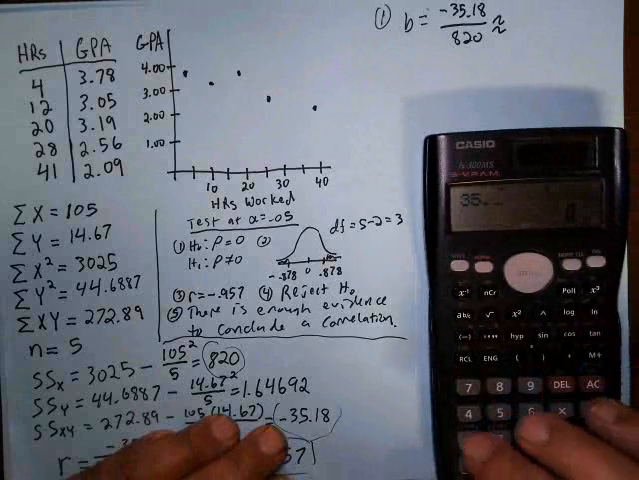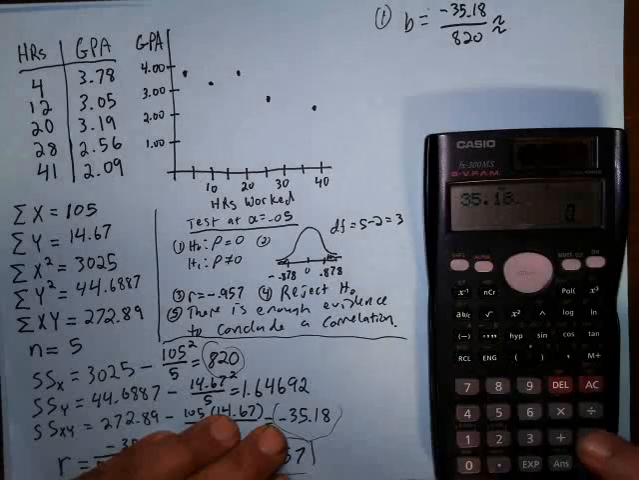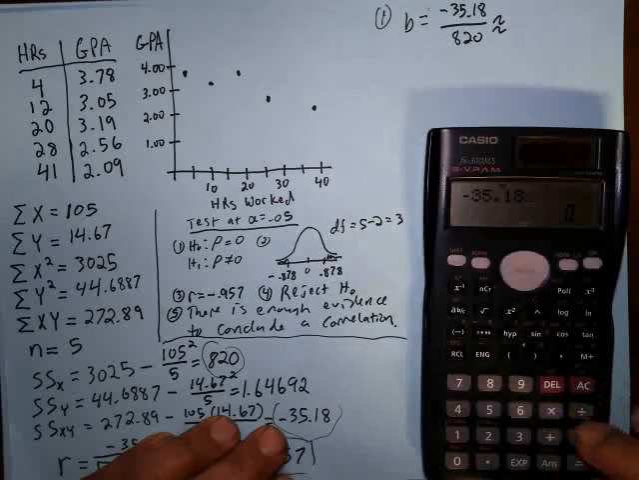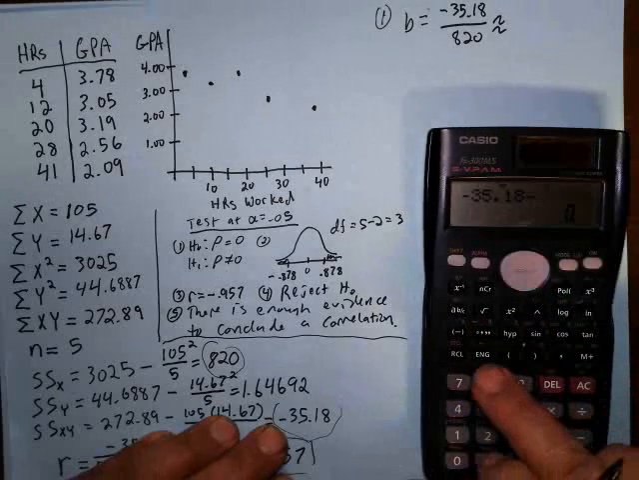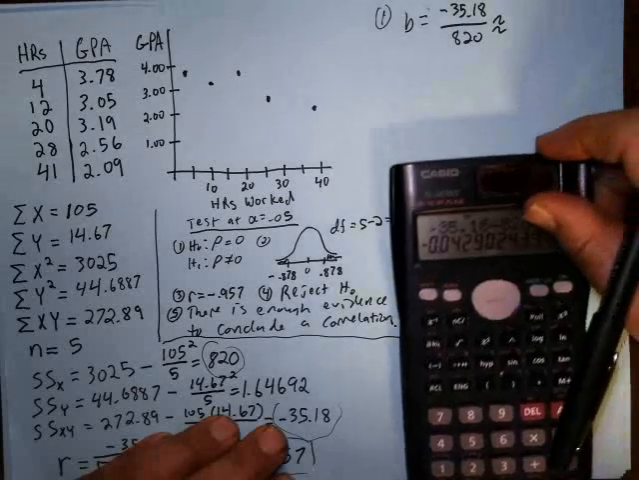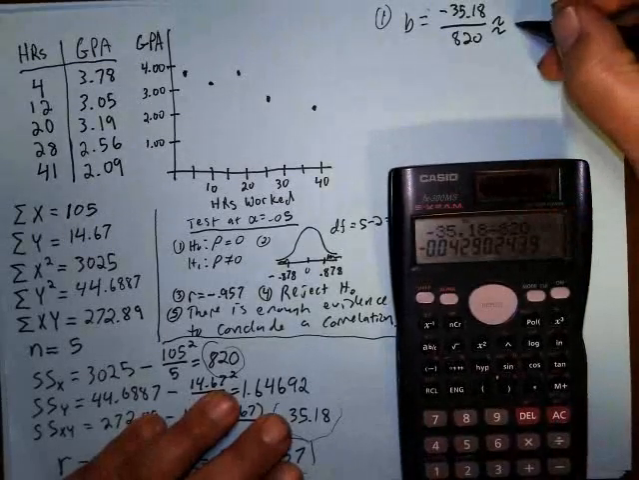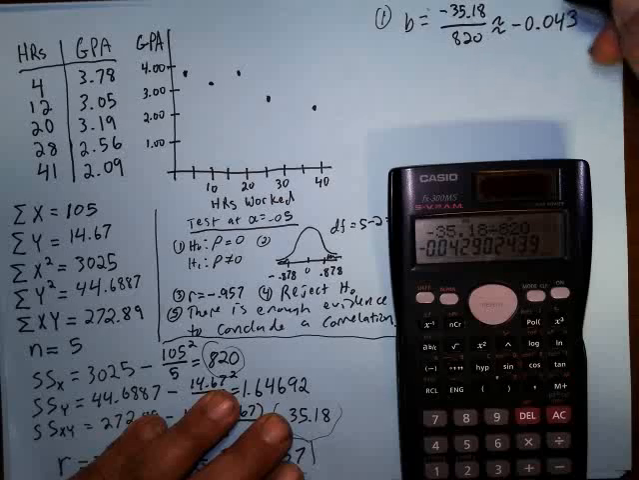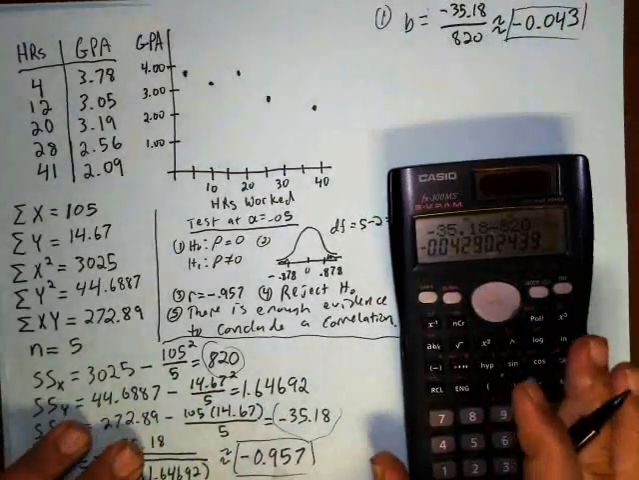So negative 35.18 divided by 820. And I get a negative 0.043. So this will be the slope when I round to 3 decimal places.